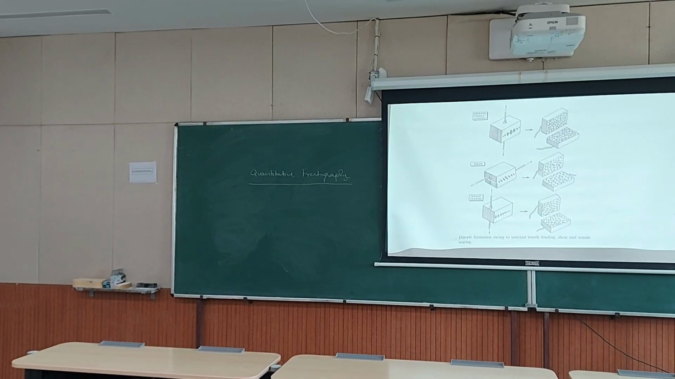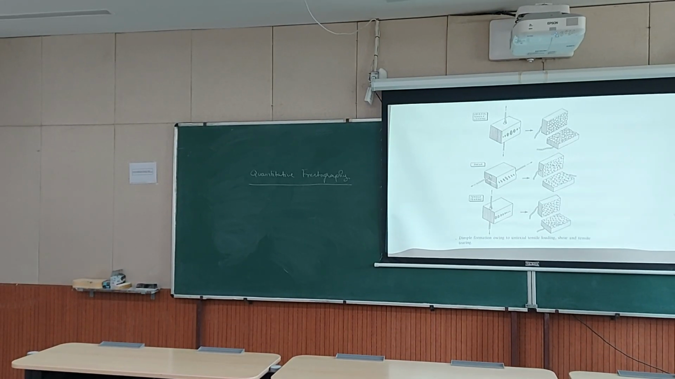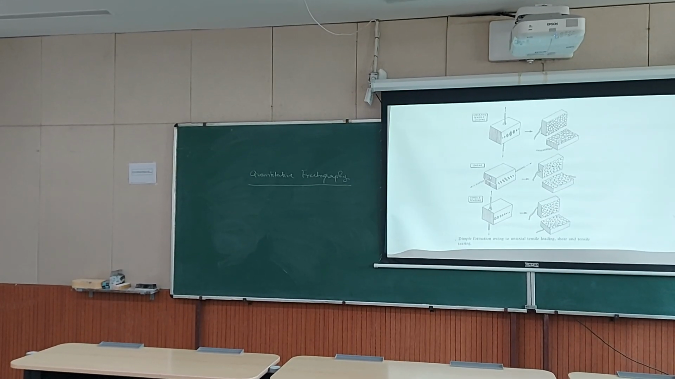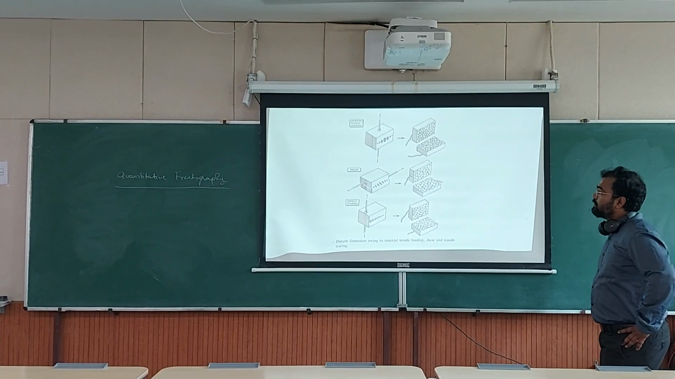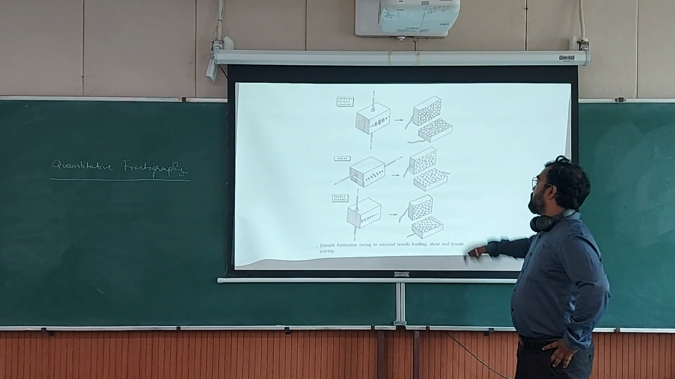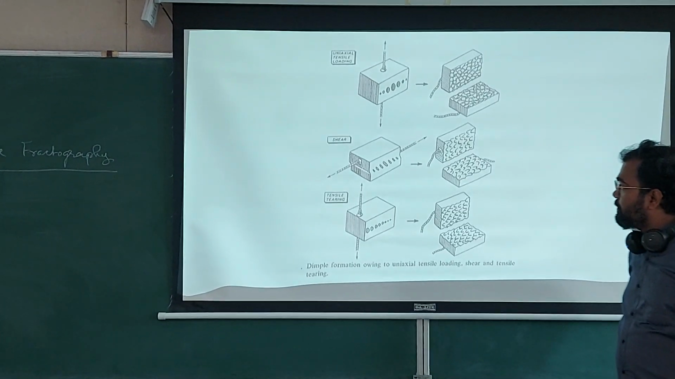So for example, in the first image, there is mode 1 loading. So voids are growing in that direction, and then when you break it, you see the dimples on the fracture surface, which will look like that.